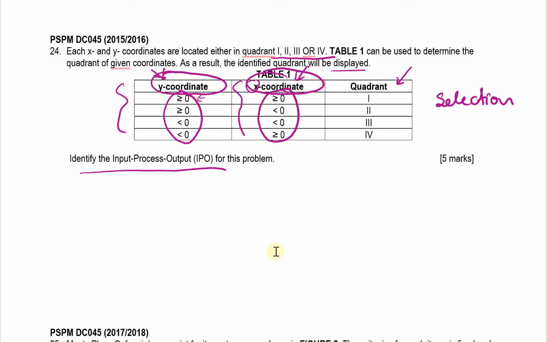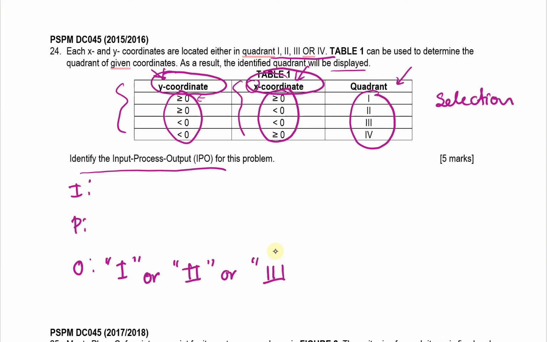Now, what is your input, process and output? What are you going to display? You only want to display either it is 1, 2, 3 or 4. So you just write down this one is a message, 1, 2, 3 or 4.